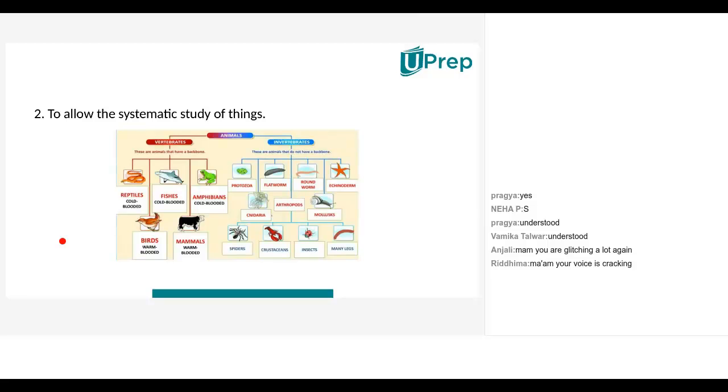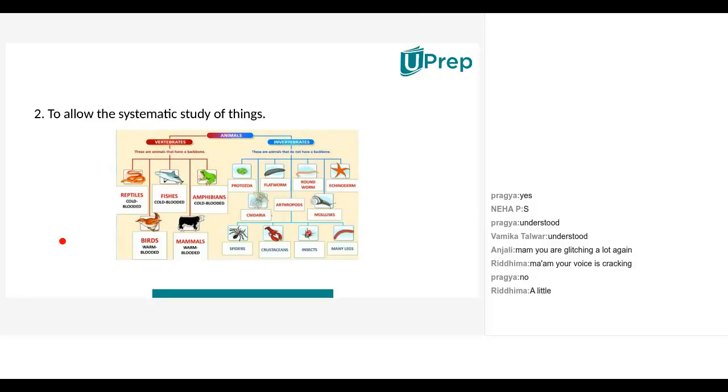And children, a systematic study of things means making things easy to study in a systematic way. This classification is very much helpful. Is it cracking now? No, ma'am. Okay. Ma'am, can I ask one thing?